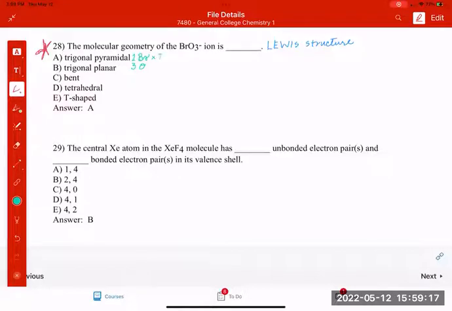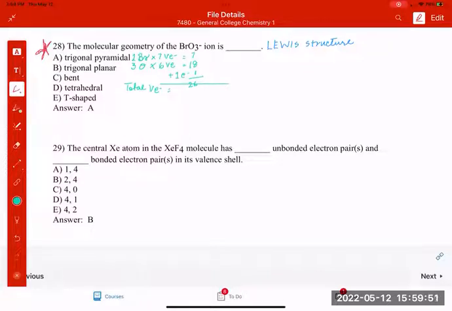Bromine is bringing 7 valence electrons, right? And oxygen is bringing 6 valence electrons. So we have 7 coming from bromine and 18 coming from oxygen, plus there is 1 more electron for the charge. So the total is how much? 26. So we are looking at 26 total valence electrons.